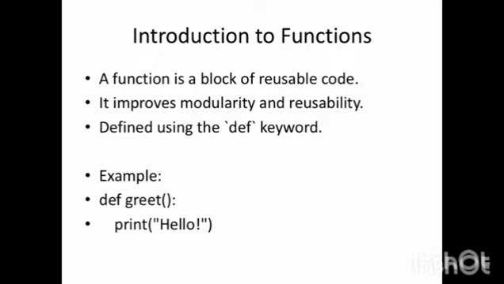In Python, defining a function is really simple. You start with the keyword def followed by the function name and parentheses. After that, you write the code block inside the function. This block of code is only executed when you call the function.